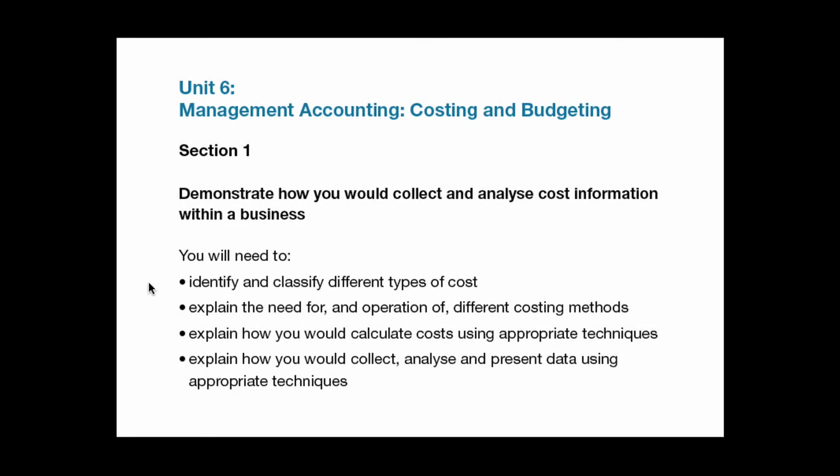Section 1. Here you need to describe the different cost types such as fixed, variable and semi-variable, and explain why certain costs are allocated to each cost type. For example, rent would be classified as a fixed cost.